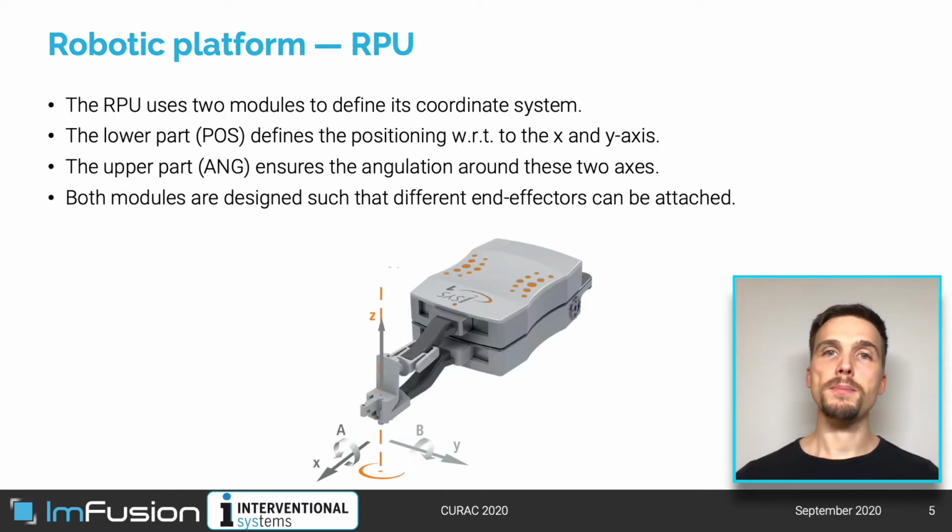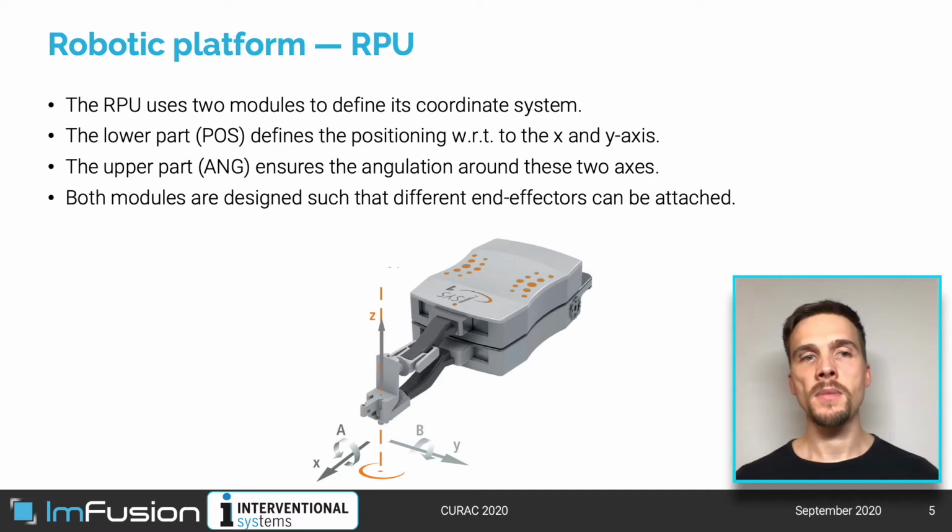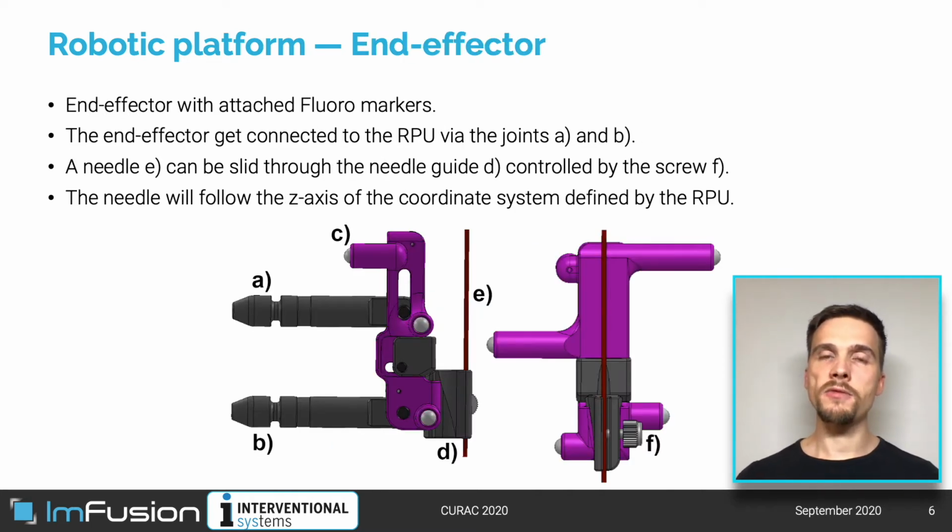The robotic positioning unit consists of two modules which define a coordinate system such that the z-axis always points in the direction of the needle path. The lower module defines the positioning with respect to the x and y plane, and the upper module defines the angulation with respect to the x and y axis by just shearing against the lower module. Furthermore, both modules have slots such that you can interchange the end effector. And this was exactly what we used in this work, because what we needed to have in the end is a full transformation chain between robotic system and fluoroscopic images.